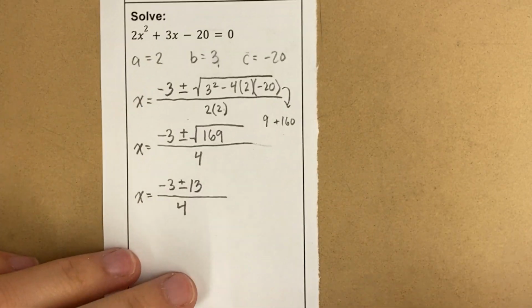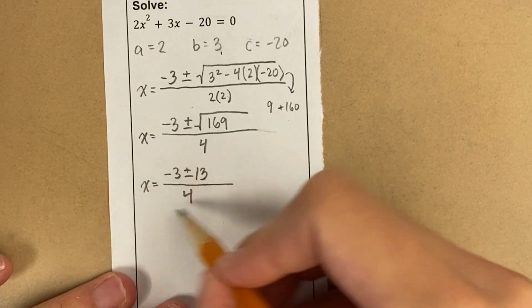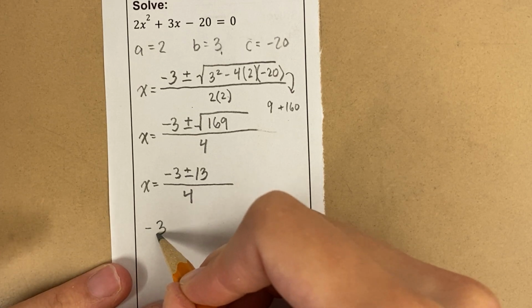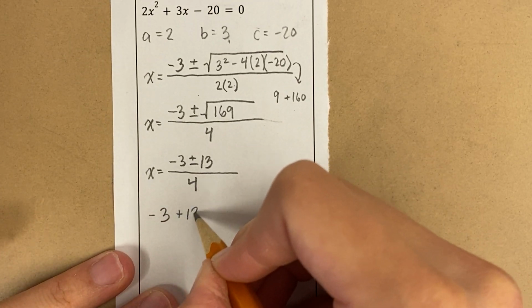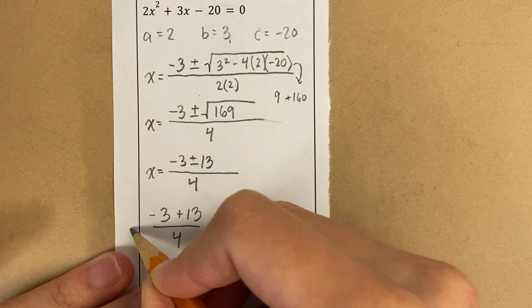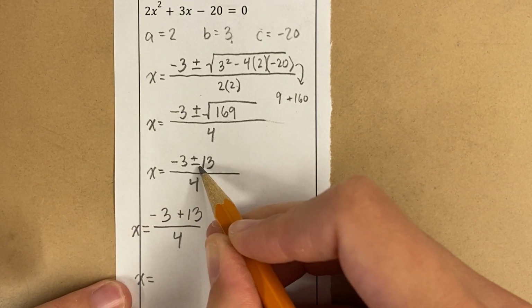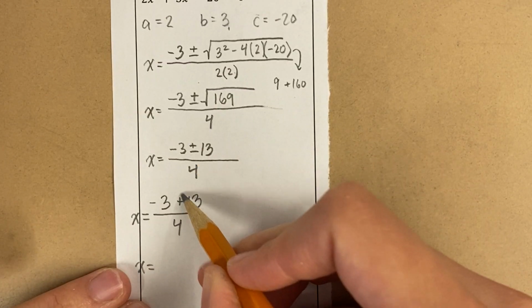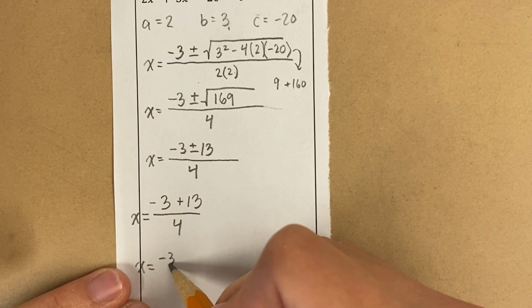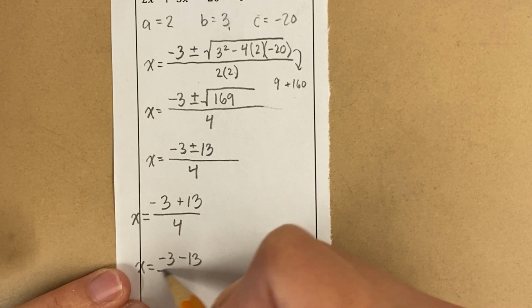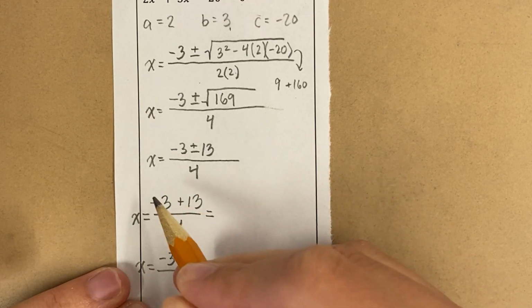Now this says this answer could be -3 plus 13 over 4. X could equal that. Or X could equal, right? What does the plus or minus symbol mean? It means it could be a plus, or it could be a minus. And this is going to lead me to 2 separate answers.